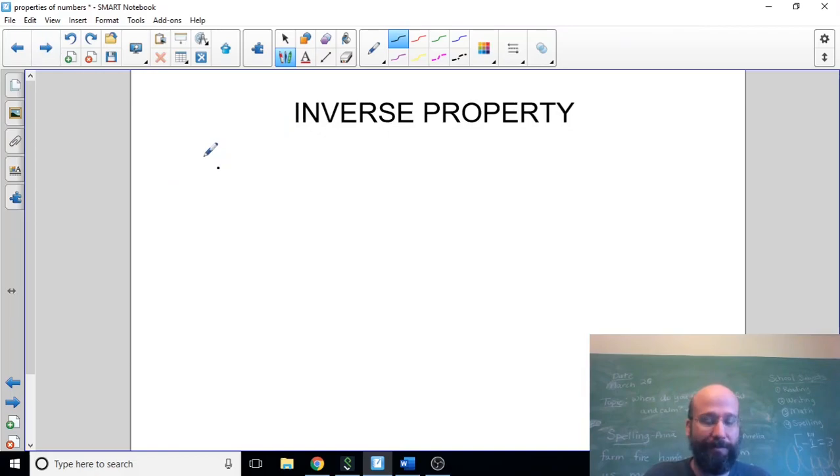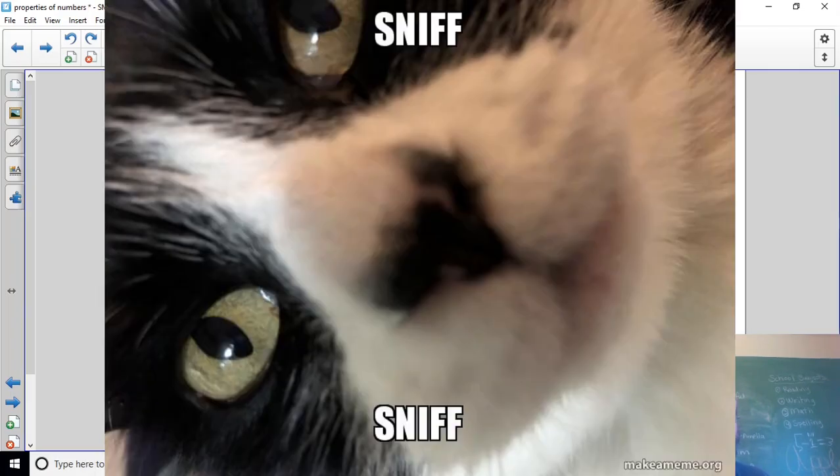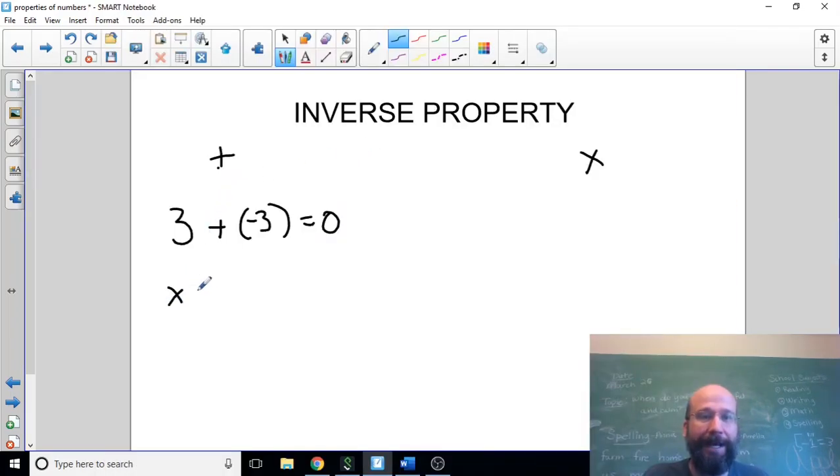So the inverse, remember in math, inverse means opposite. So the inverse, again, there's an inverse of addition and there's an inverse of multiplication. So the inverse property, if you add the opposite, you'll get 0. That's the inverse property of addition. Adding the opposite will give you 0.